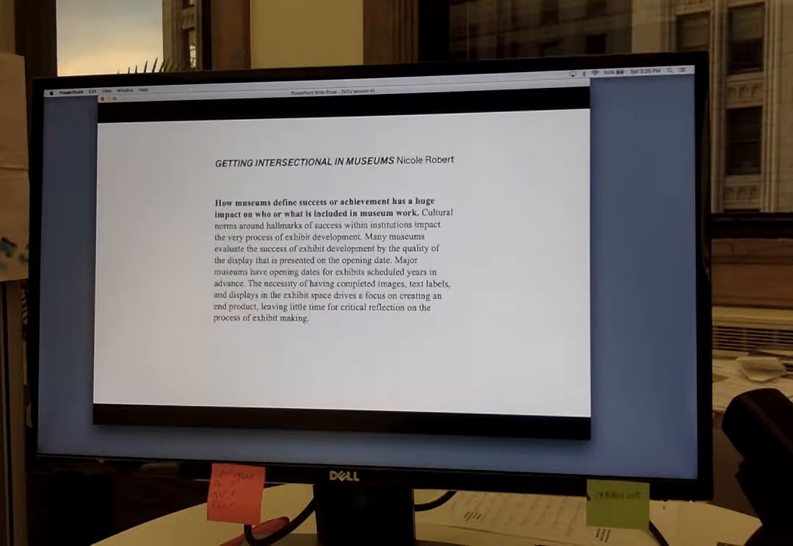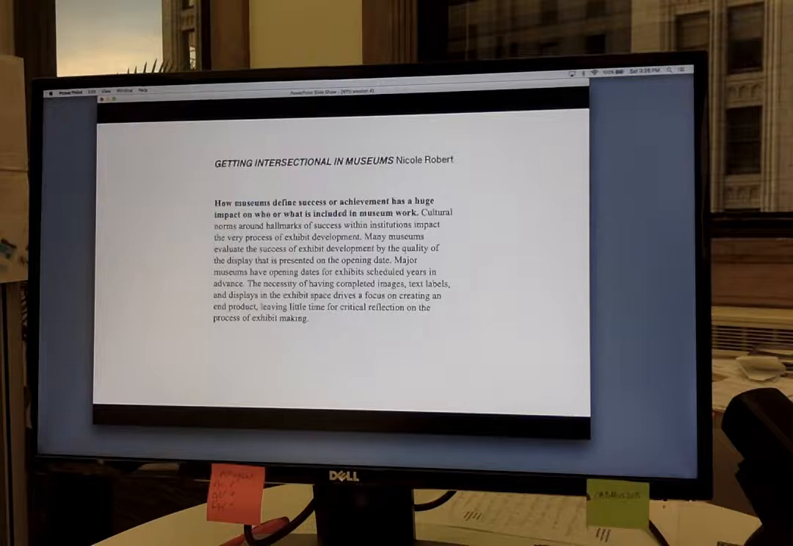But she frames what they are doing in terms of this question of success. And I think someone did underscore, I think it's Laura who suggested, it seems like museums measure success in terms of attendance, and unfortunately that's often the case. And maybe secondarily, attendance equals visibility equals also sometimes a revenue stream, which can be leveraged, because if you seem successful, then people want to give you money. So she's framing that we can define success differently, and the norms of success actually impact internal processes. In this case, she's talking about exhibit development. I'll quote: "Many museums evaluate the success of exhibit development by the quality of the display that is presented on the opening date."